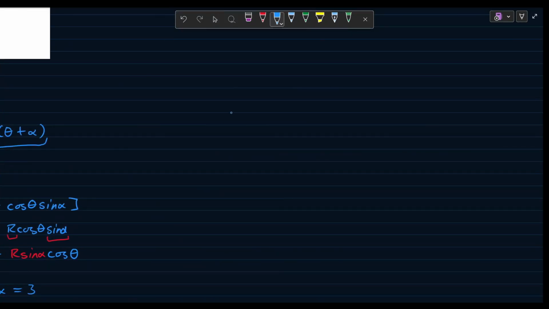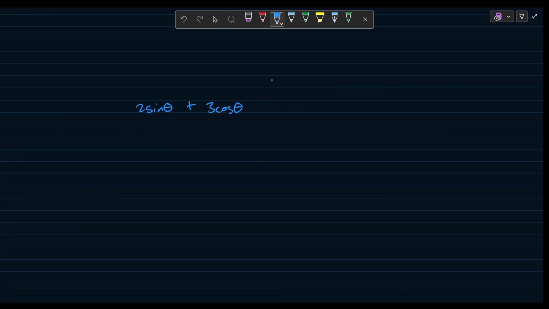So this is 2 sine theta plus 3 cos theta. And we want to move to r cos. This time let's use the minus, cos theta minus alpha. They will tell you whether you're using theta plus alpha or theta minus alpha. But in this example, let's use theta minus alpha. Alright, so that becomes 2 sine theta plus 3 cos theta.